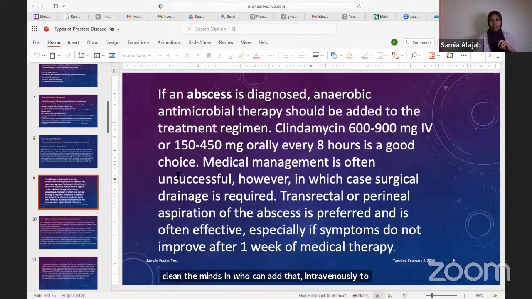You can add that intravenously to cover anaerobes. Medical management is often unsuccessful, in which case surgical drainage is required. So we have to do surgical drainage, transrectal or perineal. Aspiration of the abscess is preferred and is often effective, especially if the symptoms do not improve after 1 week of medical therapy. So we should start with medical therapy and go for surgical drainage.